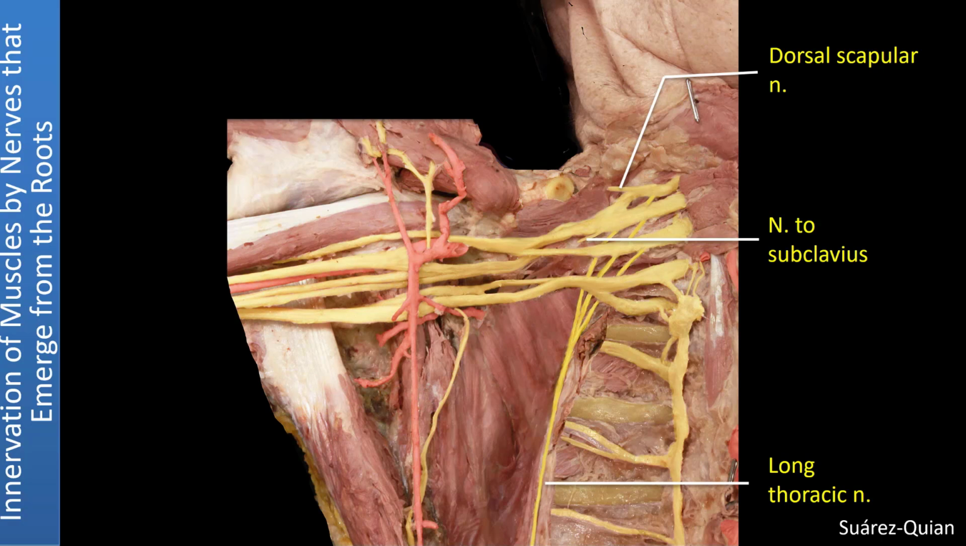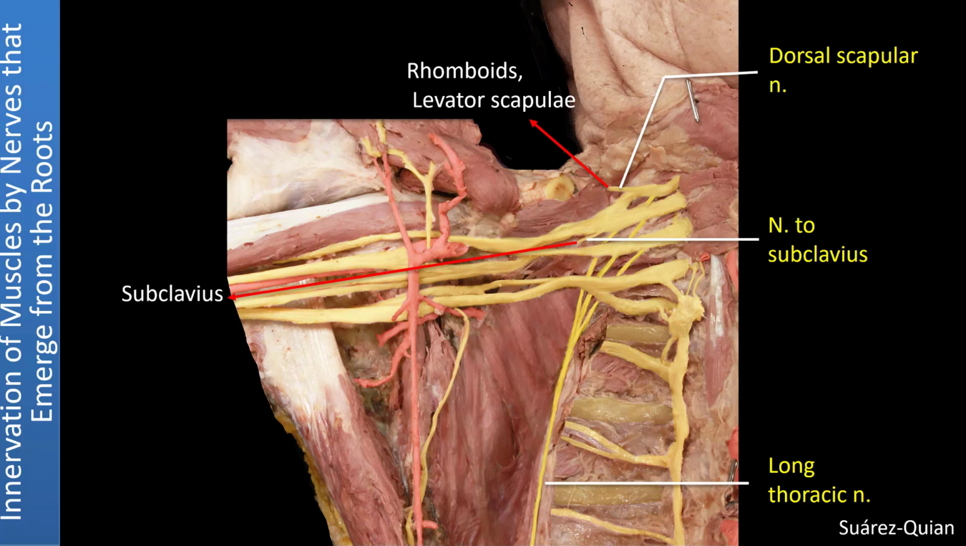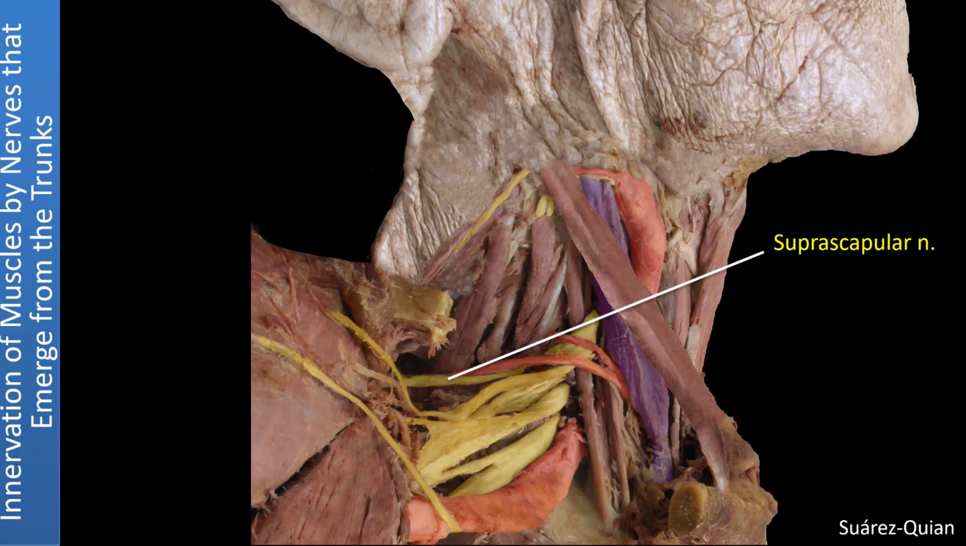From the roots, we have three nerves indicated in yellow text. What muscles do they innervate? The dorsal scapular does the rhomboid and levator scapulae muscles. The nerve to the subclavius does the subclavius muscle, and the long thoracic innervates the serratus anterior. From the trunk, we have the suprascapular nerve, and this innervates two muscles, the supraspinatus and the infraspinatus.